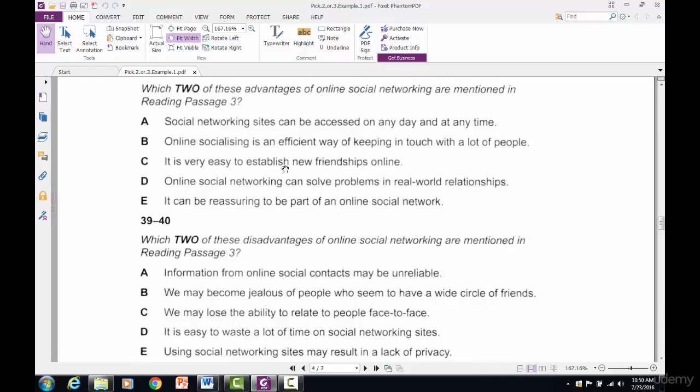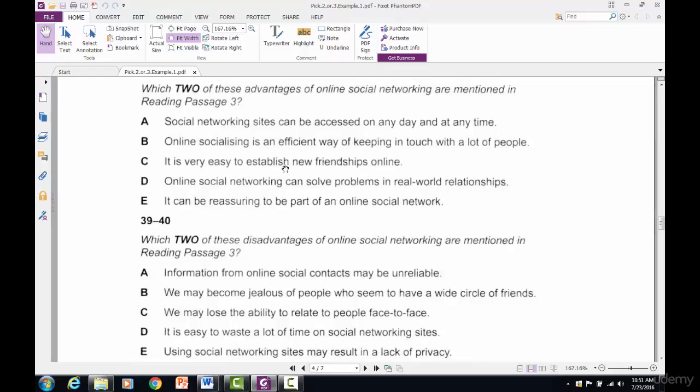So you can't just guess. You can't just look at it and guess it. Okay? You have to look and see which two of these five, which are all advantages, are mentioned in the passage. So that's what makes it really a challenge when it comes to a pick two or three from a list question. Really a challenge. But like I said, I'll explain to you the proper strategy for doing this question.